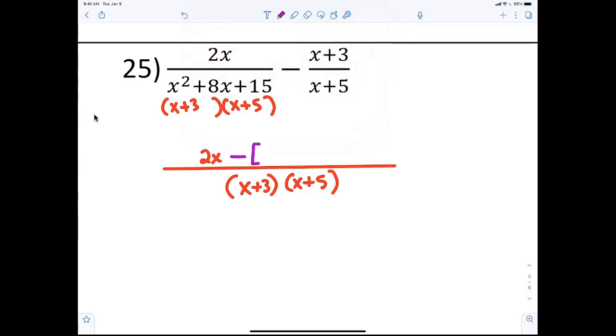And what am I doing on the right side? You're missing x plus 3. So I'm missing x plus 3. So I'm going to come down here and write x plus 3 times x plus 3. That's why I like to do the brackets.